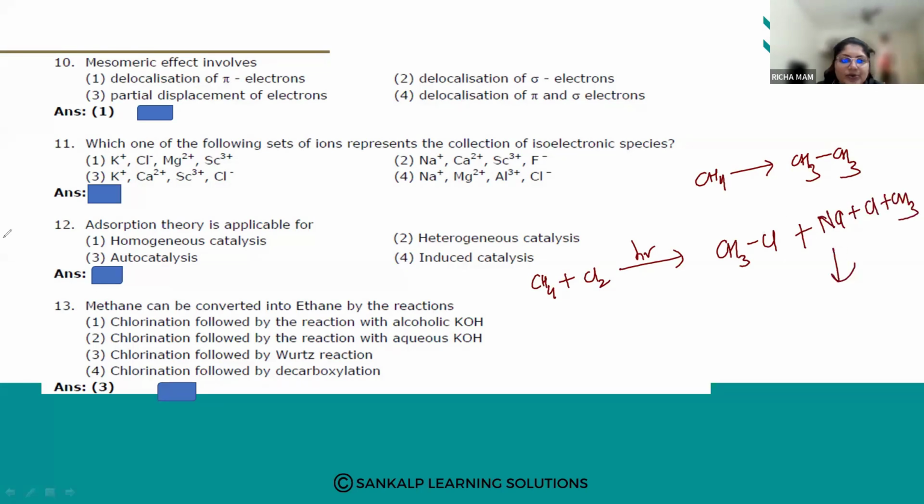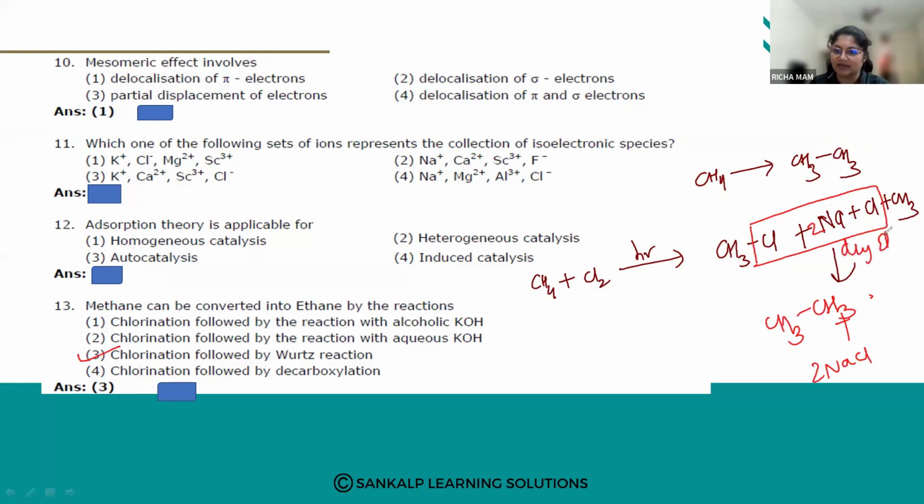So what am I going to get in the presence of dry ether? I'm going to get 2 NaCl plus CH3-CH3. So option number three, chlorination followed by Wurtz reaction in the presence of dry ether. Yes, understood?